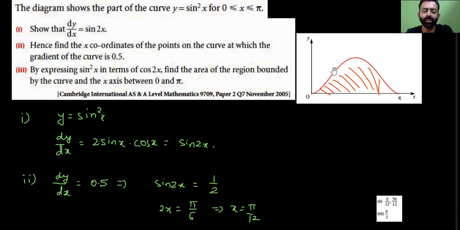So we have to integrate this sine square x function between 0 to pi. This we have done in earlier examples, where we converted sine square x into double angle formulas. In the question itself, it says that we have to express sine square x in terms of cos 2x. Otherwise, had the question just said to find the area bounded by the curve between 0 to pi, then also we would need to convert this to double angle formulas.